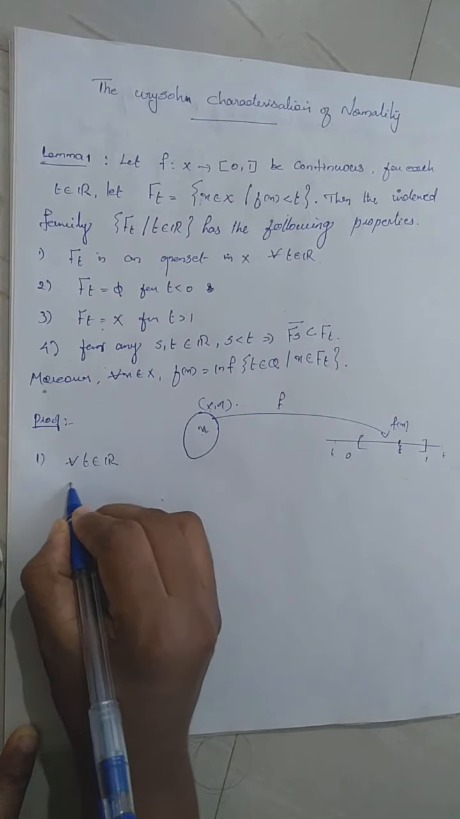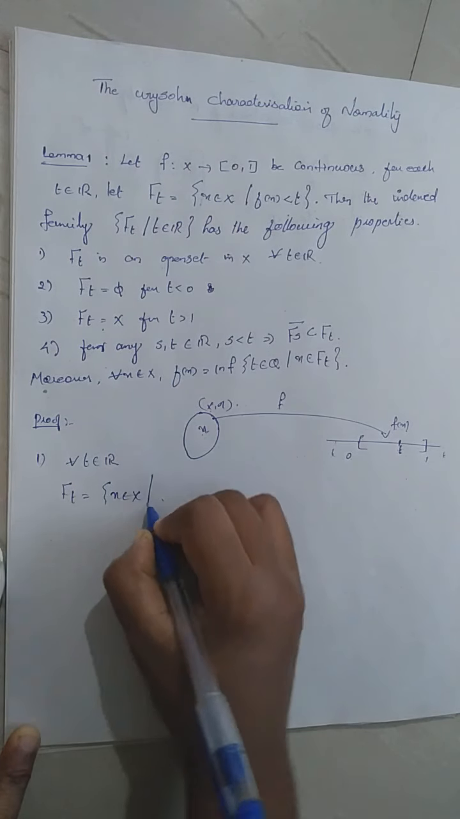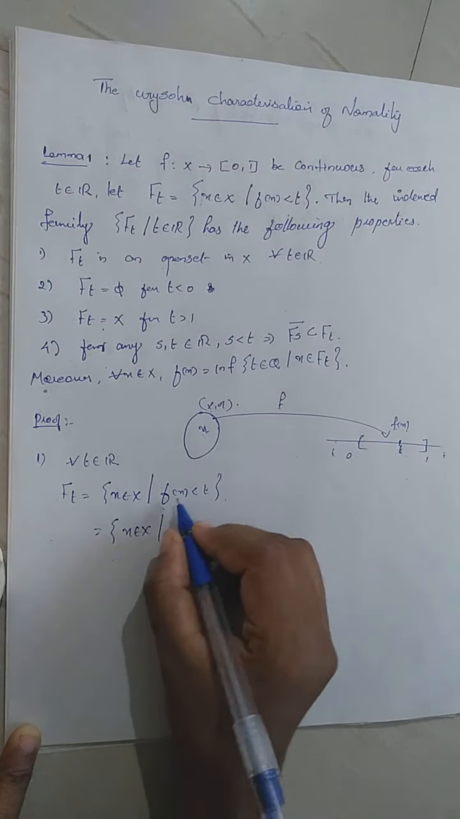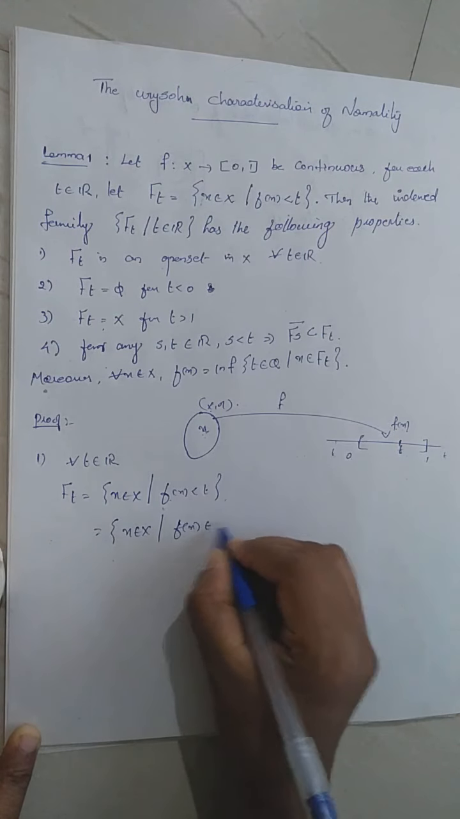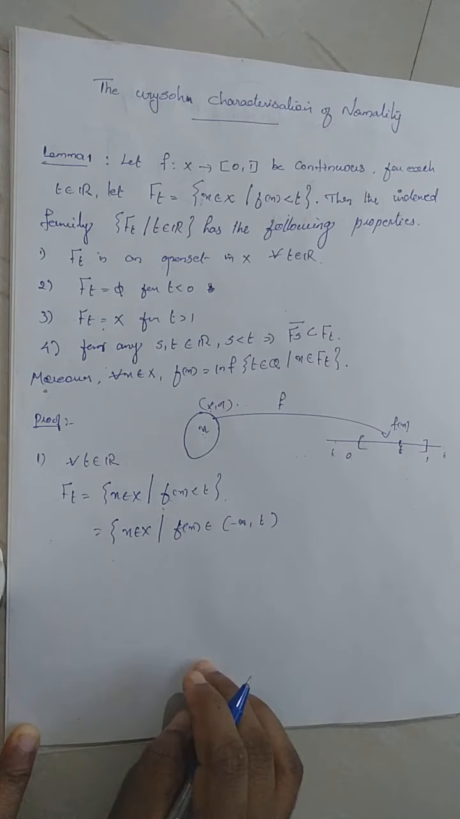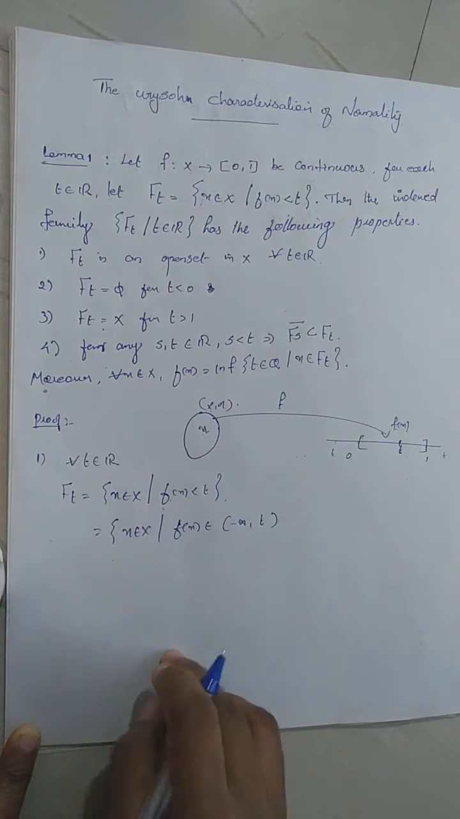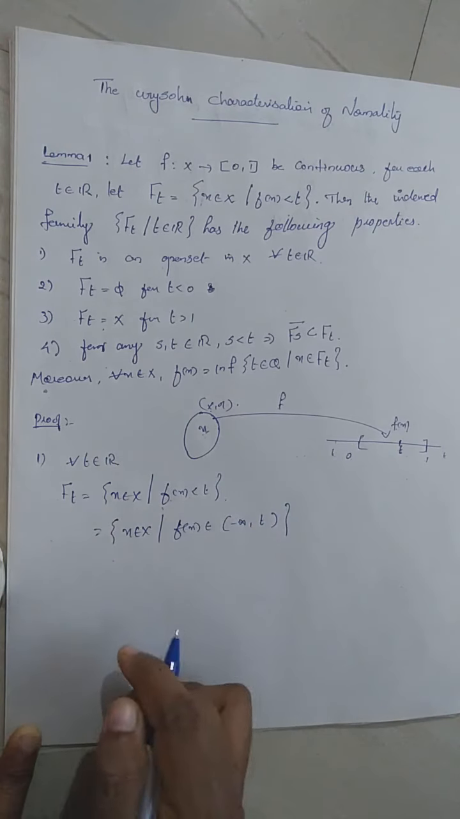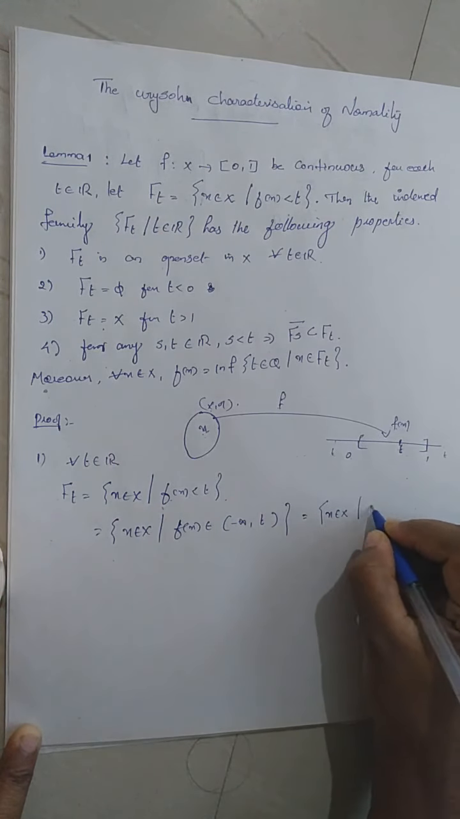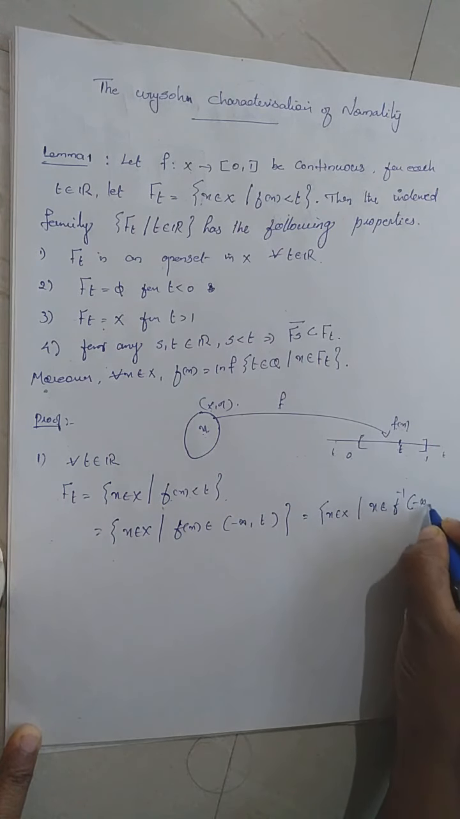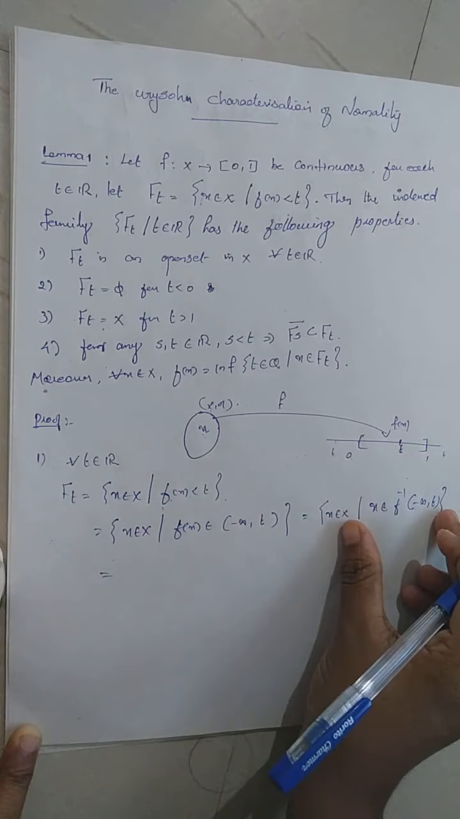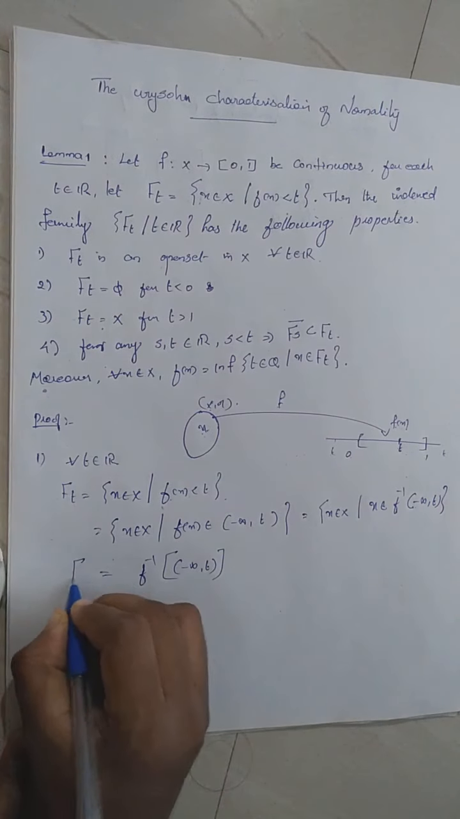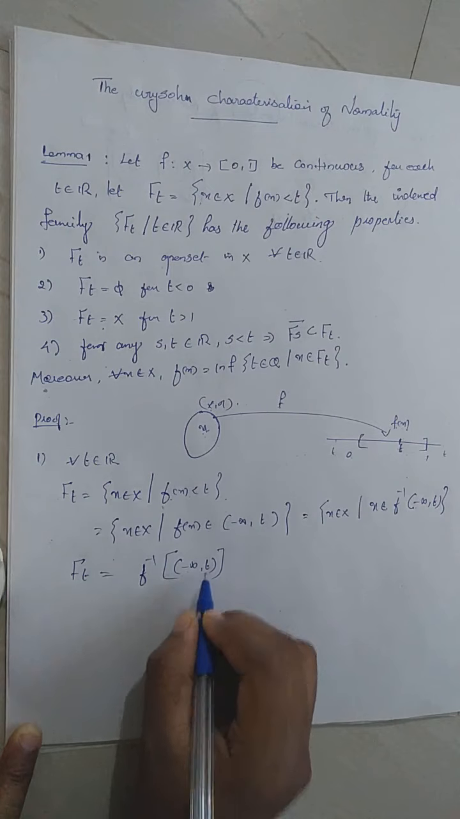For every t in R we have ft equal to the collection of all x in capital X such that f of x is less than t. This can be written as the set of all x in X such that f of x belongs to the interval minus infinity to t, because it can take values less than t. So this means x belongs to f inverse of minus infinity t. This set is nothing but the inverse image of the interval minus infinity to t. So each ft can be rewritten as f inverse of minus infinity t for every t in the real numbers.